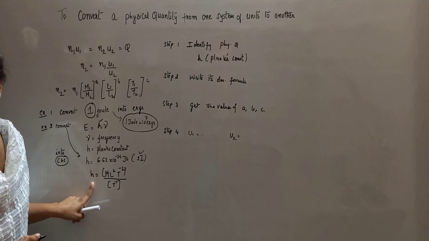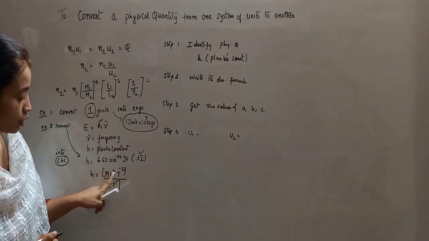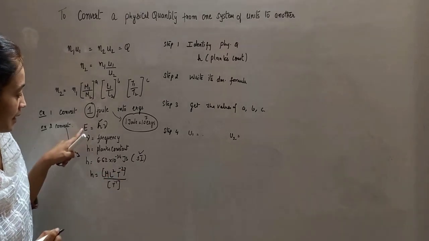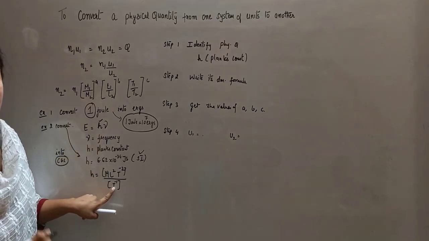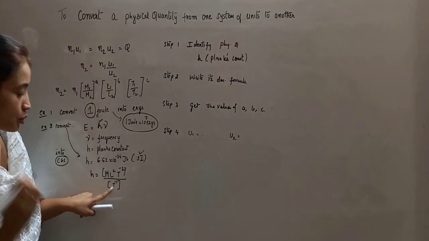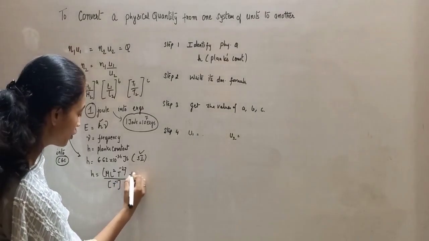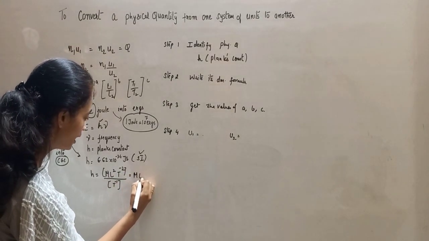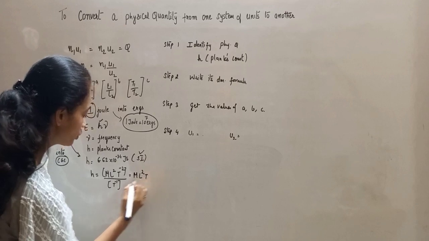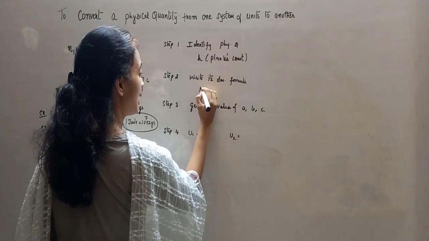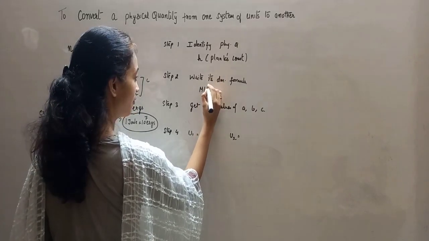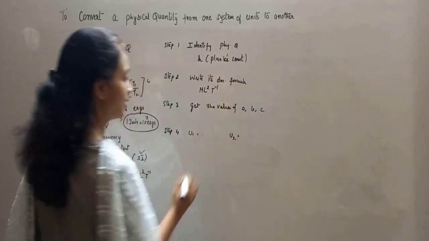The dimensional formula for Planck's constant is M L to the power 2 T to the power minus 2, which is energy divided by frequency. Frequency is 1 upon time period, which is T raised to the power minus 1. So what is the dimensional formula I'm getting? M L to the power 2 T to the power minus 1. So the right dimensional formula is M L to the power 2 T to the power minus 1.